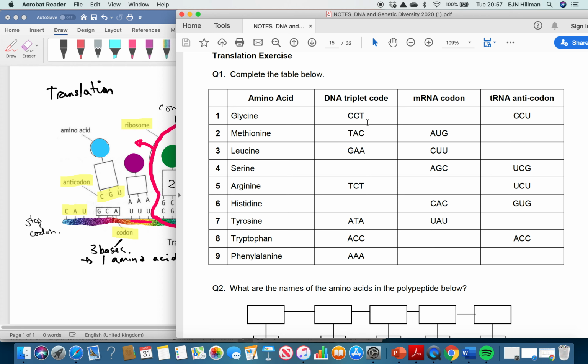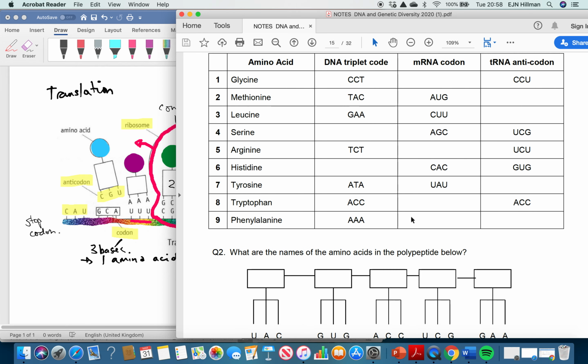So for this glycine, the triplet code is CCT, so cytosine, cytosine, thymine. The mRNA codon will be guanine, guanine, adenine. So one more, methionine, which is thymine, adenine, cytosine, is complementary to, well, T is complementary to A, adenine, but here we can see in the mRNA that uracil replaces the thymine that would be complementary, so it's adenine, uracil, guanine, and here this would be uracil, adenine, cytosine, so UAC.